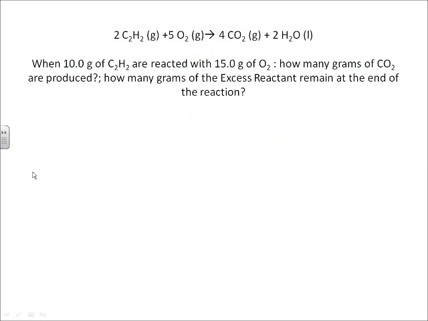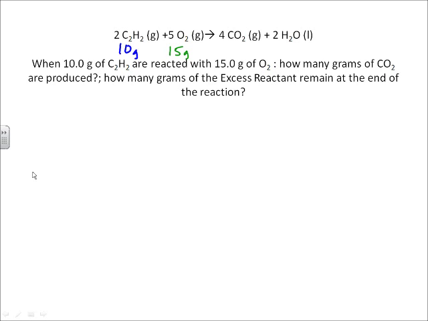Alright, so our reaction here, we have C2H2, that's a gas, it's combustible. You'll notice this is a classic combustion reaction. It combines with oxygen, forms carbon dioxide and water. For this problem, you have 10 grams of C2H2, so we might as well just fill that right into our equation here. We have 10 grams of C2H2, and then we have 15 grams of oxygen reacting together.